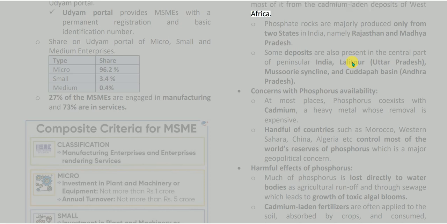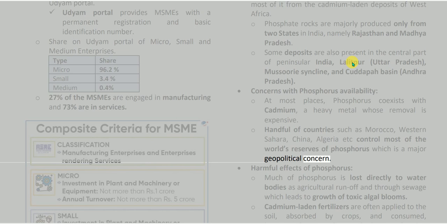Phosphate rocks are majorly produced only from 2 states in India, namely Rajasthan and Madhya Pradesh. Some deposits are also present in the central part of peninsular India, Lalitpur, Uttar Pradesh, Mussoorie syncline, and Kudappa basin, Andhra Pradesh. Concerns with phosphorus availability: at most places, phosphorus coexists with cadmium, a heavy metal whose removal is expensive. A handful of countries such as Morocco, Western Sahara, China, Algeria etc. control most of the world's reserves of phosphorus, which is a major geopolitical concern.